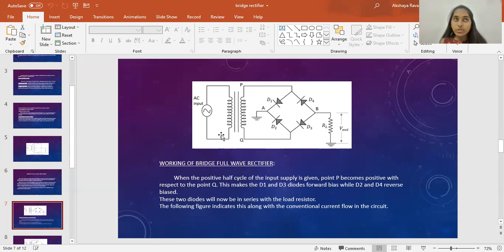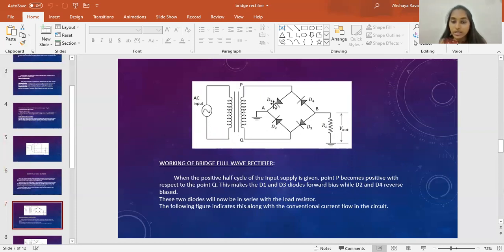Working of the bridge full wave rectifier. Now we will see how it works. When the positive half cycle of the input supply is given, point P becomes positive with respect to point Q. Here we have indicated the transformer points P and Q. So here point P becomes positive with respect to point Q.